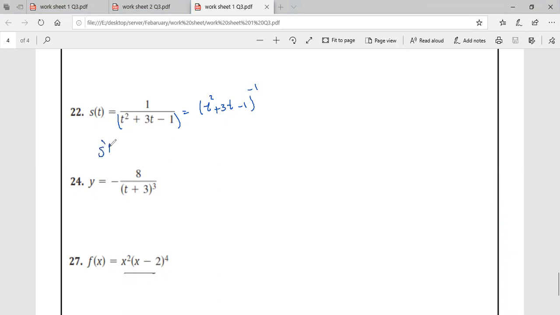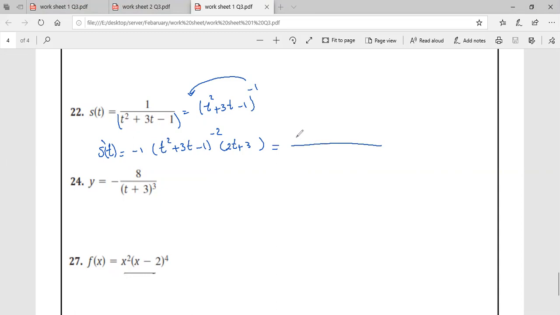How to find the derivative of function s of t? It will be the exponent negative 1, multiply this bracket t squared plus 3t minus 1 to power negative 2. Don't forget, multiply the derivative of what is inside the bracket, which is 2t plus 3. Again, I need to rewrite the function in the simplest form.